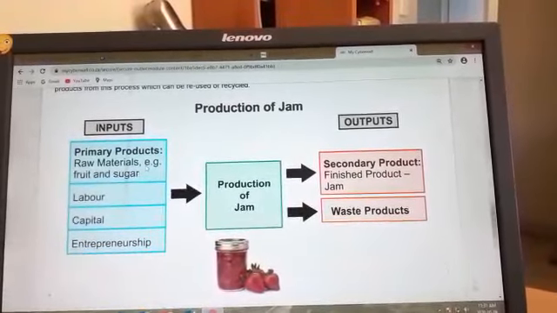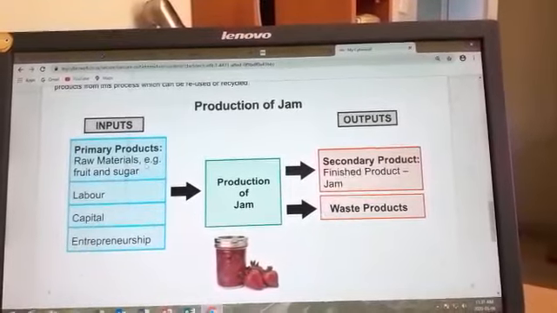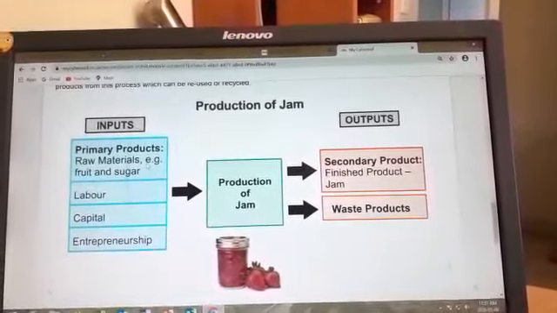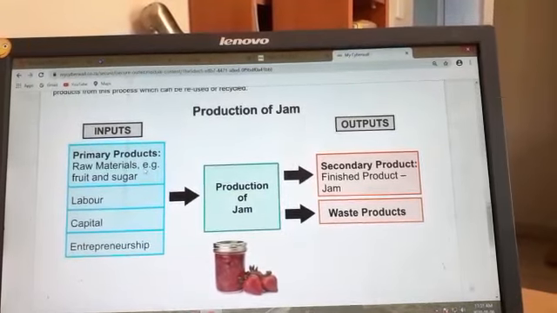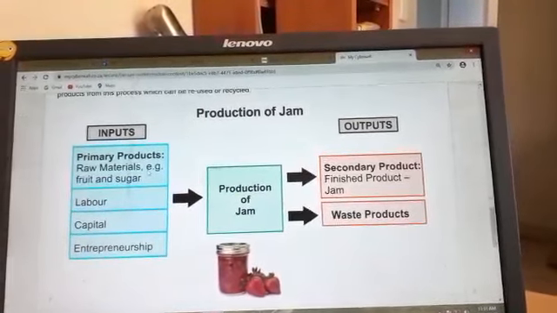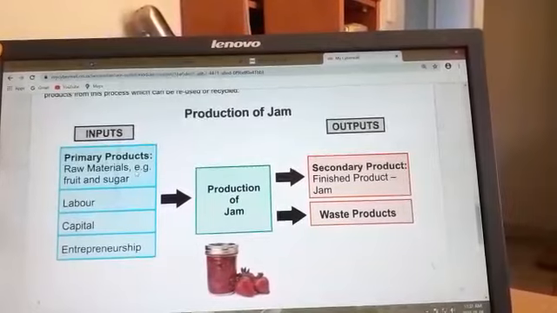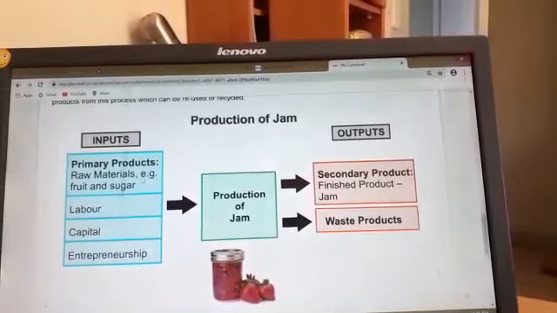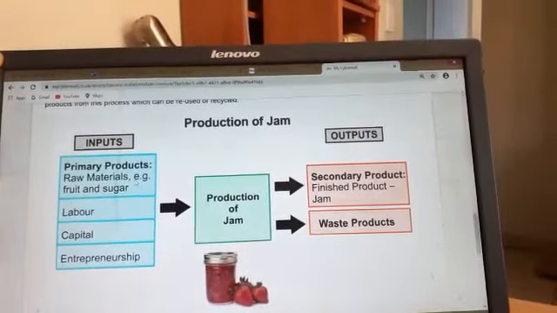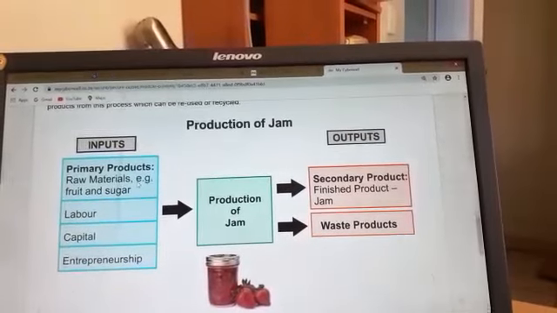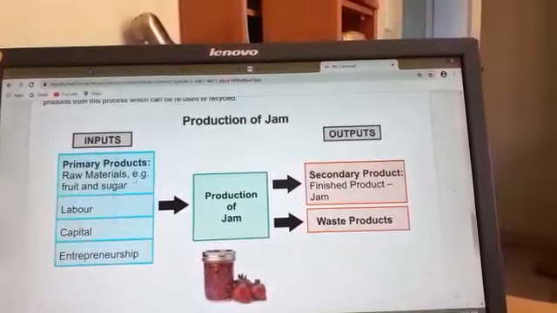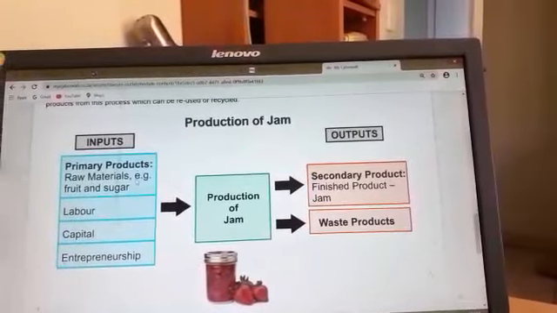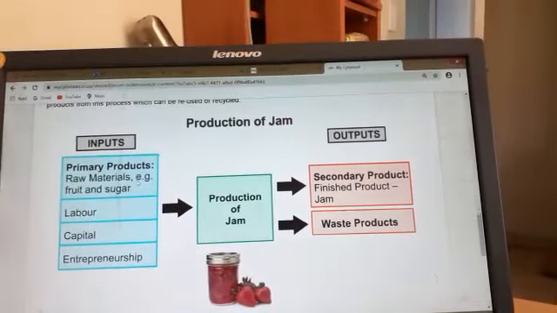You also get waste products. So for example, when you're making strawberry jam, the factory workers will remove all the little stalks off the top of the strawberries. There might be excess syrup left over once the sugar is melted to make the syrup that gets mixed up with the fruit to make the jam. And there could be any other waste products as well, depending on what product is being made.